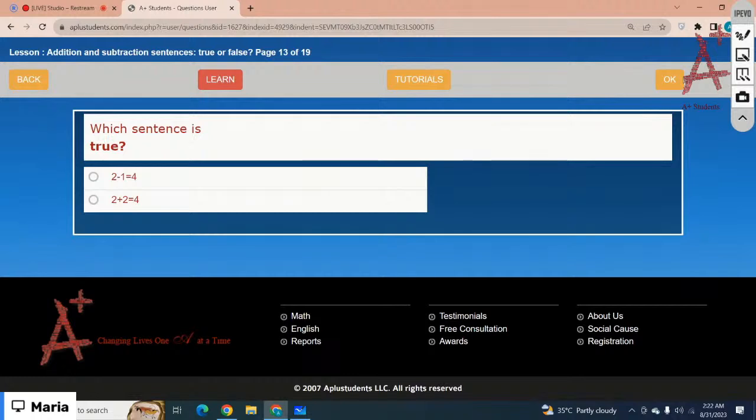Which sentence is true? 2 minus 1 equals 4 or 2 plus 2 equals 4? Which is the correct option? The correct option is option number 2, right? Because 2 take away 1 equals 3. So that means option number 1 is not the correct one. Option 2 is the correct one because 2 plus 2 equals 4. The second option is the correct one.